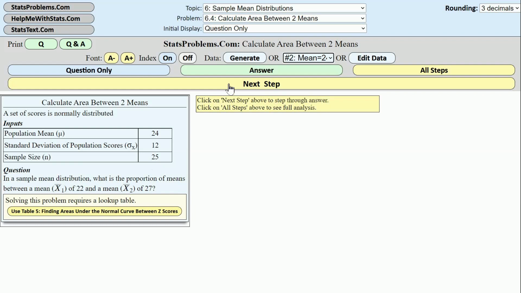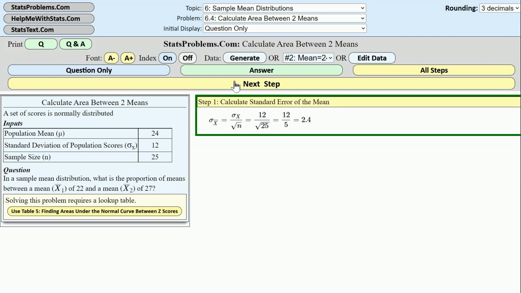Let's step through the solution by clicking on the Next Step button. In Step 1, we calculate the standard error of the mean. The standard error of the mean, sigma sub x bar, is equal to the standard deviation of the population scores, sigma sub x, divided by the square root of the sample size, n. In this example, the standard error of the mean equals 12 divided by the square root of 25, which works out to 12 divided by 5, which works out to 2.4.